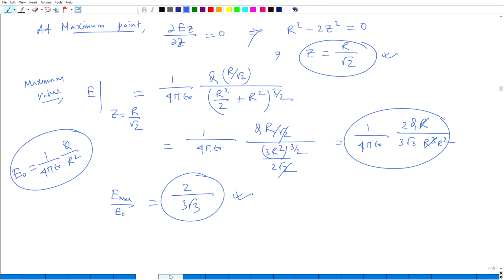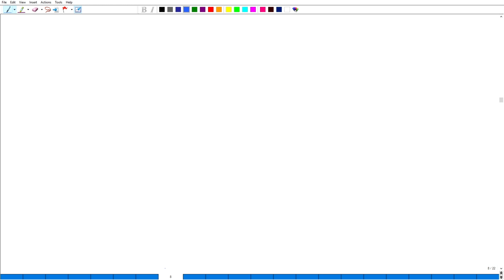Next we are going to discuss the other types of charge distributions, like the surface charge density.